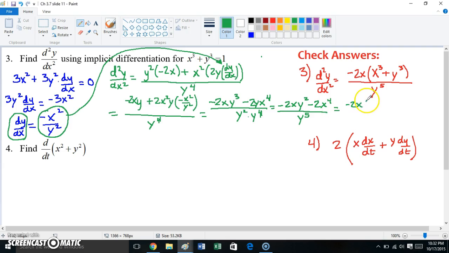Factoring out negative 2x. Did I miss something? All right, looks like I missed something. I'm going to have to check my work on this, because I have an x cubed and a y cubed up here. So I will check that and get back to you in the next video when I finish examples 4, 5, and 6.